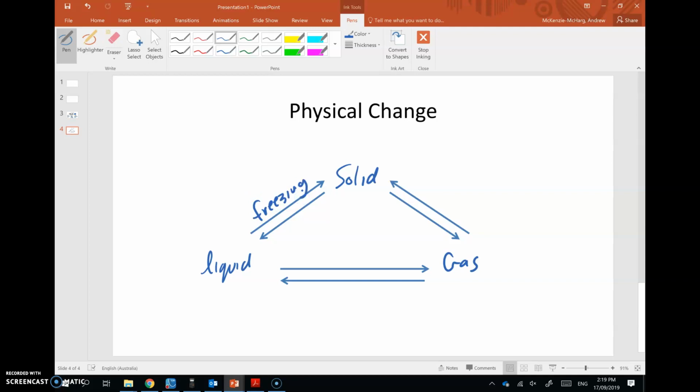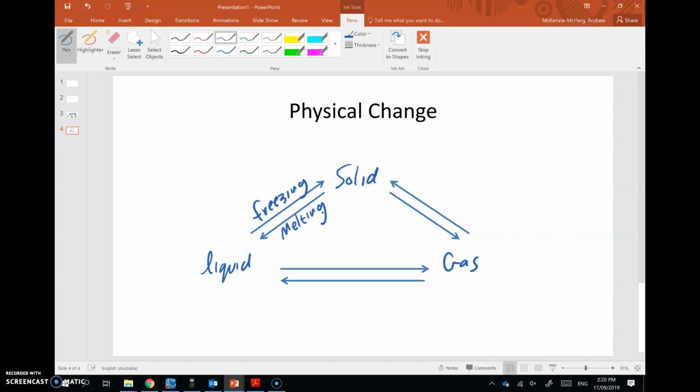What about going back the other way? When you take the ice out of the freezer, if you left it sitting on the kitchen bench, it would melt. So we call that melting. You might want to pause the video now and try and fill in the rest of these. There's a couple of tricky ones, but see how you go.